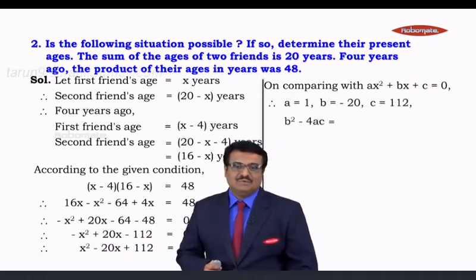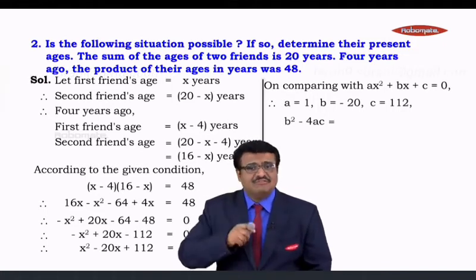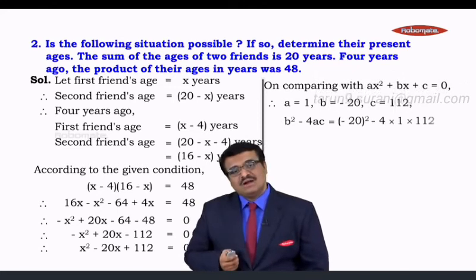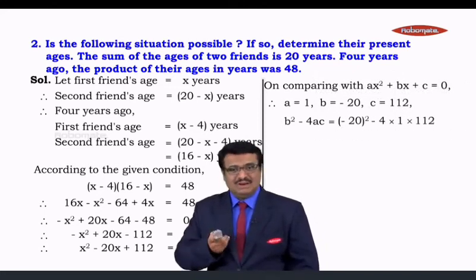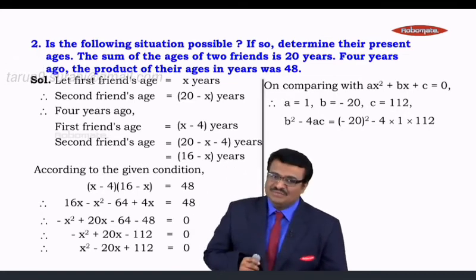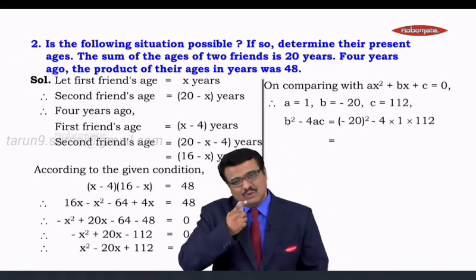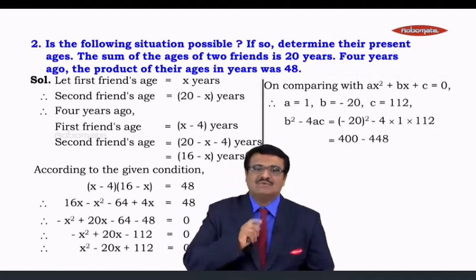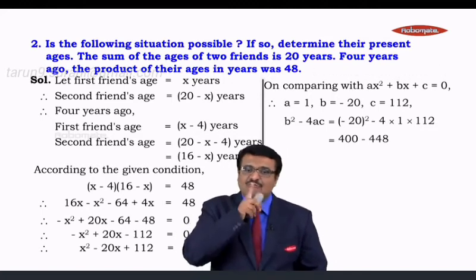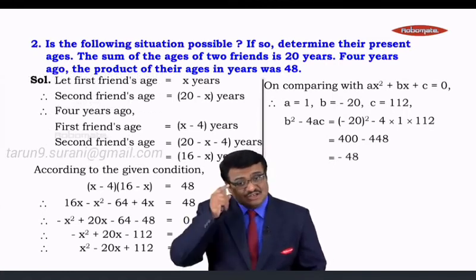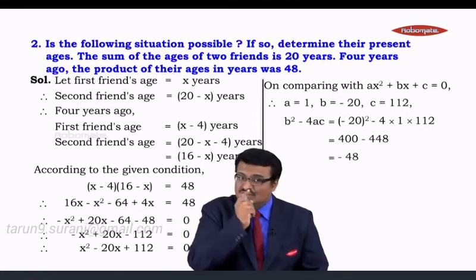So b square minus 4ac means b square. What is the value of b? B is minus 20. So b square means what? Minus 20 the whole square. Minus 4 into a is 1 into c is 112. Right? Minus 20 if you square, you will get 400. Minus 4 into 112 is 448. And 400 and 448 if you subtract, you will get minus 48. That means your b square minus 4ac comes out to be negative.